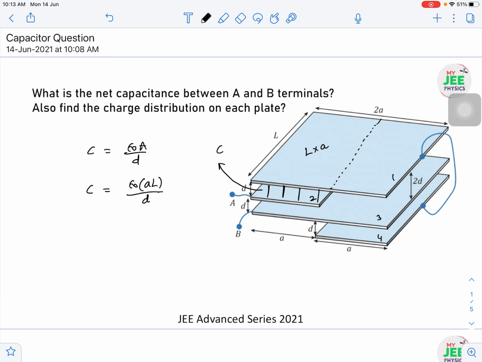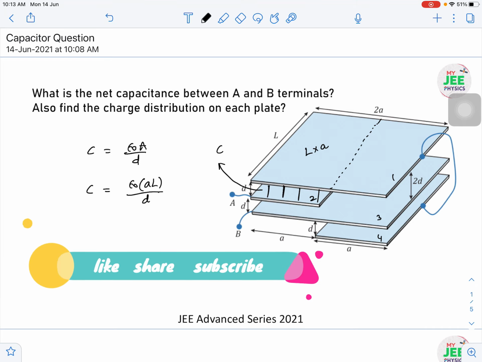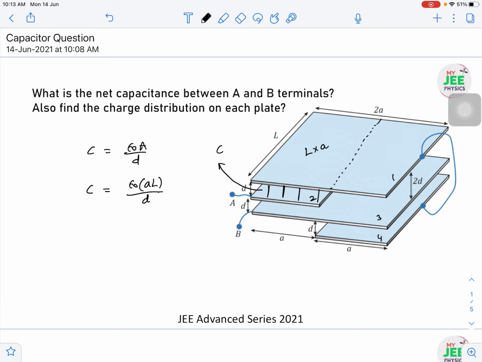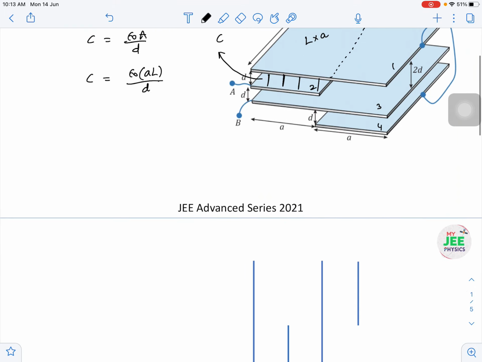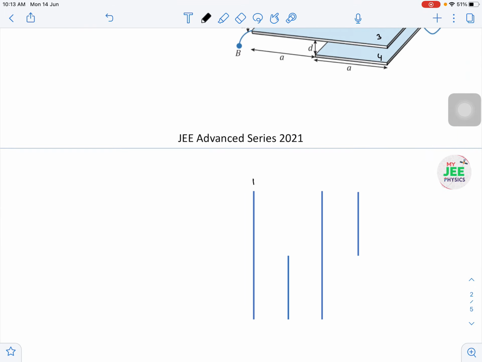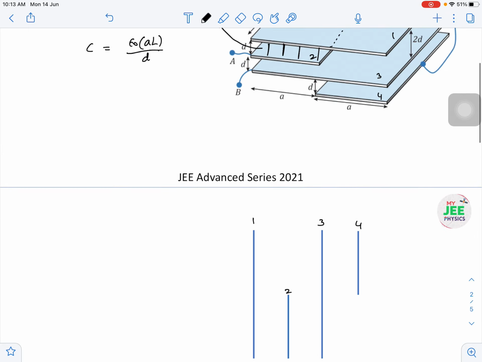Now let us redraw the circuit so that we understand how the capacitance between point A and point B will emerge. I'm taking the plates first, second, third, fourth like this. This is the first plate, second plate, third and fourth. I cannot show both diagrams at once, so please try to adjust to the visibility. Here also, 1 and 3 will have the same dimension. Plate 2 will be occupying the lower part of the first plate, and plate 4 is occupying the part in front of the upper part of the third plate.